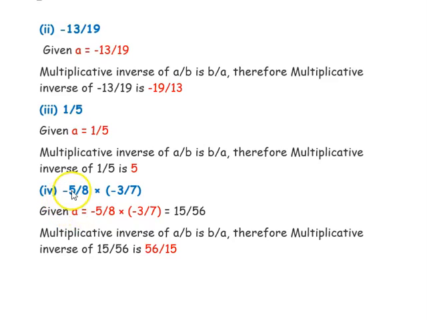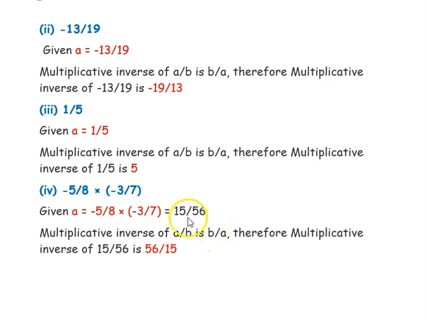The next given question is minus 5 by 8 times minus 3 by 7. So we can take the A as minus 5 by 8 times minus 3 by 7. So now this is a multiplication property. So you can multiply the numerator and denominator separately, and you can take it as a single rational number. So minus 5 times minus 3 is plus 15. And 8 times 7 is 56. So you can convert this number into a rational number as 15 by 56.